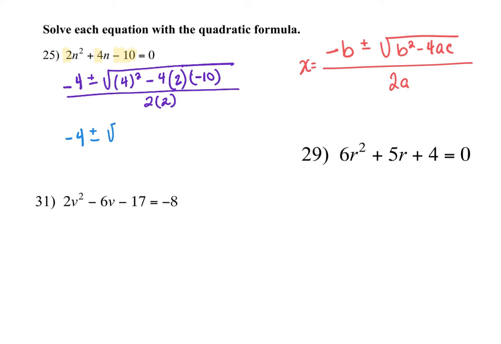What is 4 squared? Not all at once. There we go, 16. And then I have 4, 2, and 10 with 2 negatives. What's going to happen? Positive 80, right? 4 times 2 is 8, times 10 is 80. And I have the negative in front of the 4 and the negative in front of the 10. That's positive 80. All over on the bottom, 2 times 2 is 4. All right. On the inside, 16 plus 80 gives me what? 96. So I have negative 4 plus the square root of 96 all over 4.